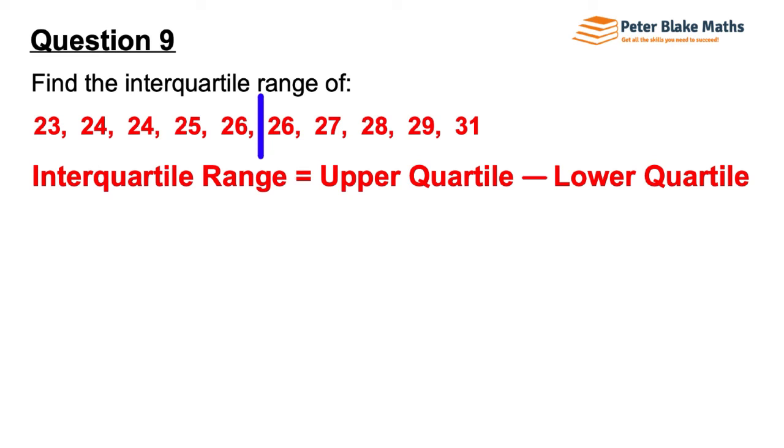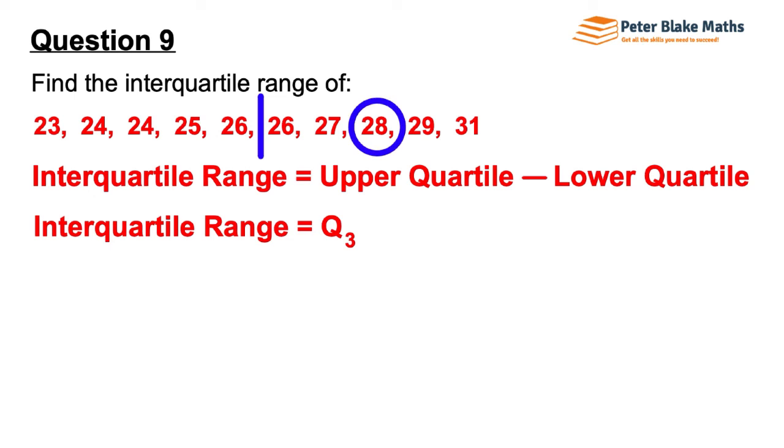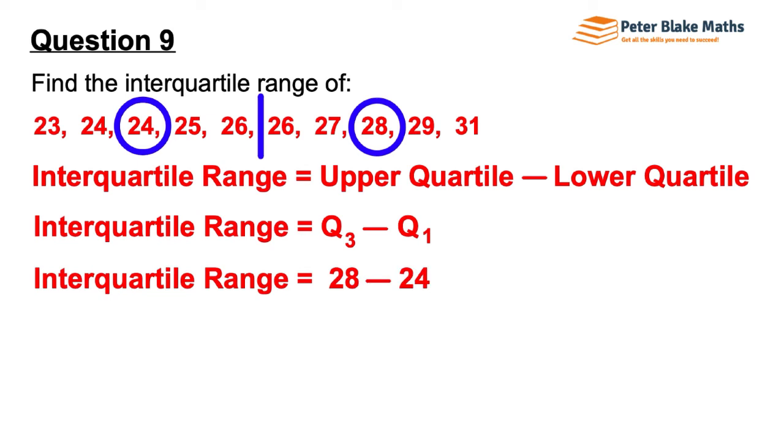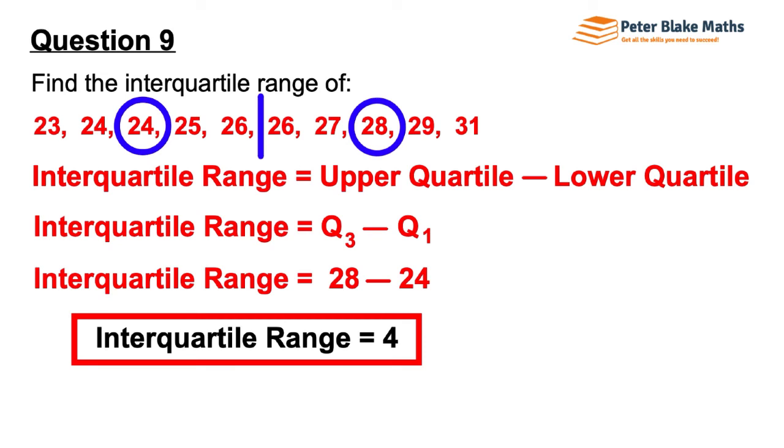After chopping that in half, we've got 5 scores in the upper half and 5 scores in the lower half. We find the middle of the upper half, which is called Q3, in this case 28. And we find the middle of the lower half, and in this case it's 24, called Q1. The interquartile range is found by taking the 28 and subtracting the 24. So it gives us an idea of the spread of the scores. In this case we can quote an interquartile range for this set of scores of 4.